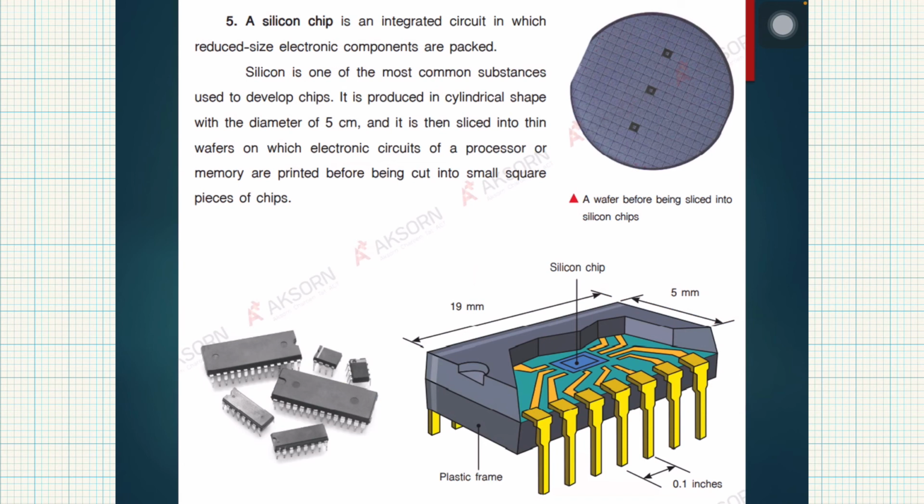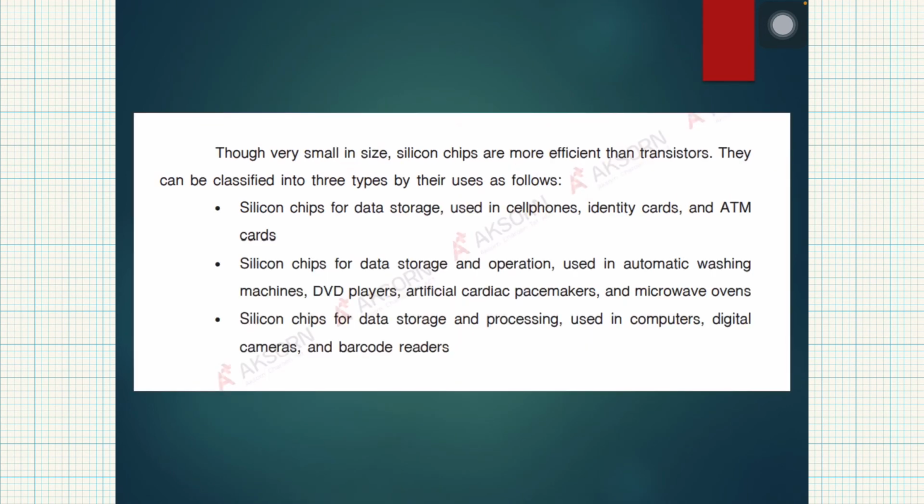So I think this one, the silicon chip, holds a lot of things in it. Okay, and it's compact, meaning a lot of things are present in this kind of electronic component. Okay, so silicon chips are mostly used for data storage.